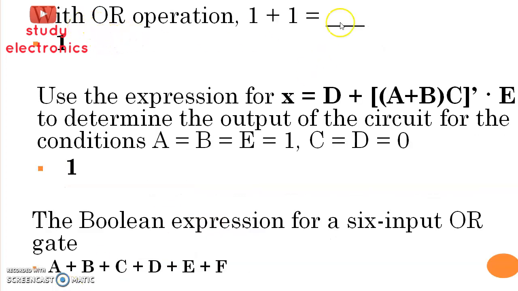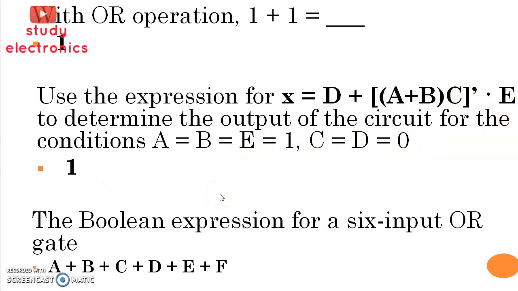Next question, with OR operation 1 plus 1 is also 1. Okay, next, use the expression S is equal to D plus (A plus B into C) the whole complement into E to determine the output of the circuit for the condition A equal to B equal to E equal to 1 and C equal to D equal to 0. So we can give the values, that is D is 0 here and A plus B is 1 plus 1, that is 1, into C. C is 0, so 0 complement is 1. So 1 into E, that is E is equal to 1. Okay, so we can put the values here, and we can take the complement. Okay, so the answer is 1.